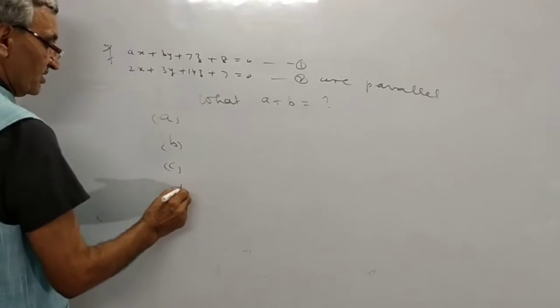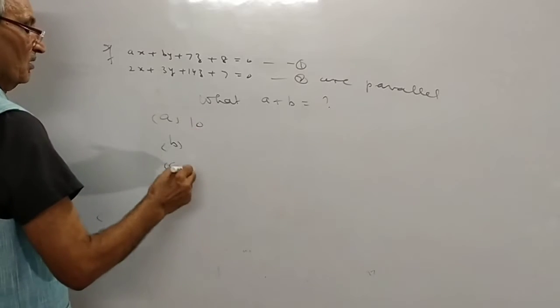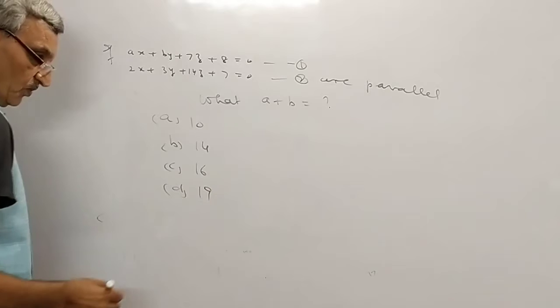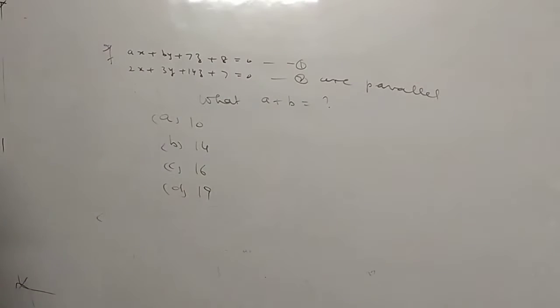Options: A, B, C, D: 10, 14, 16 or 19. What is the value of this? I'll give you 2 minutes to think over and find the answer. Just get the answer and see how this can be done. Let's think. I just want to give you a chance to give answers.